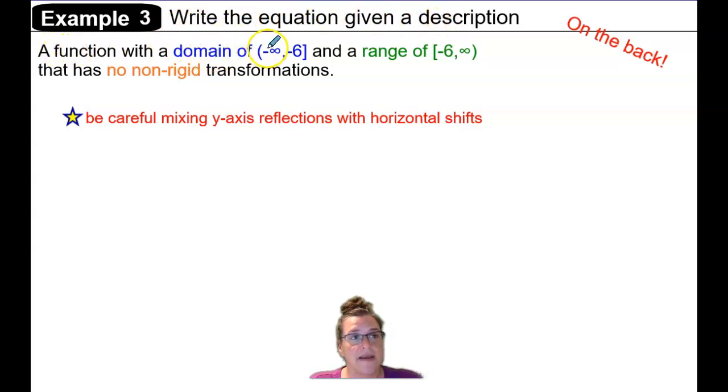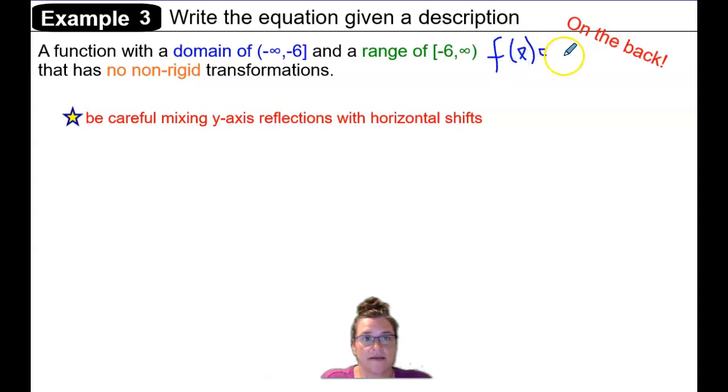Okay, in example 3 we're asked to write the equation given a verbal description of a function whose domain is a half-bounded interval, -infinity to -6 inclusive, and its range is another half-bounded interval from -6 inclusive to +infinity. The only parent graph that we have that has a restricted domain and range like that is the square root function, because it has an endpoint.